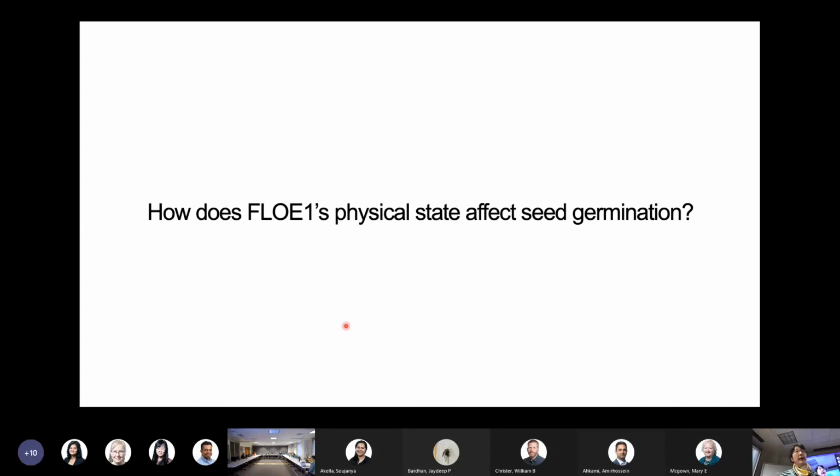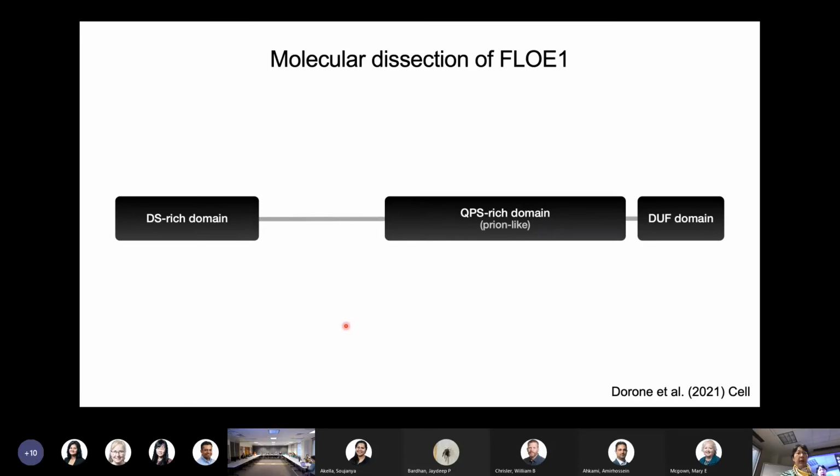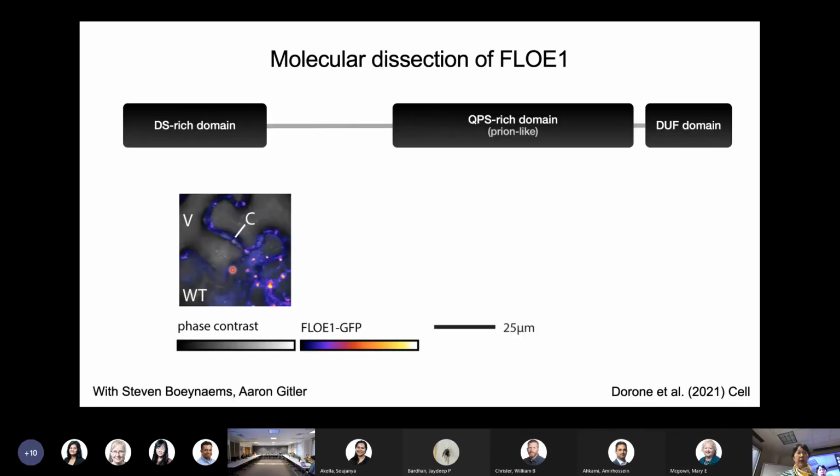And so then we next asked whether the physical state of FLO1 can affect seed germination. So now I'm going to go back to showing you the protein. I already told you that there are a couple of domains of these disordered regions. And so we wanted to selectively remove each domain and see what happens to germination. First, let me show you what happens to the granule formation.